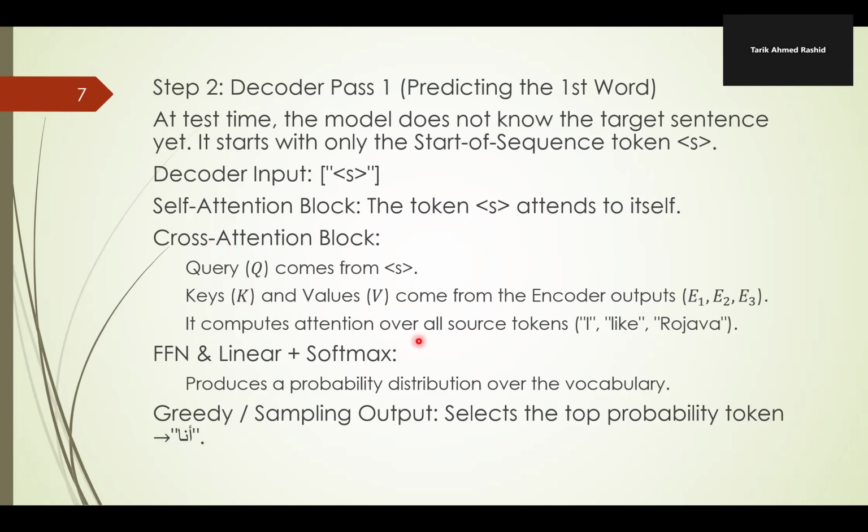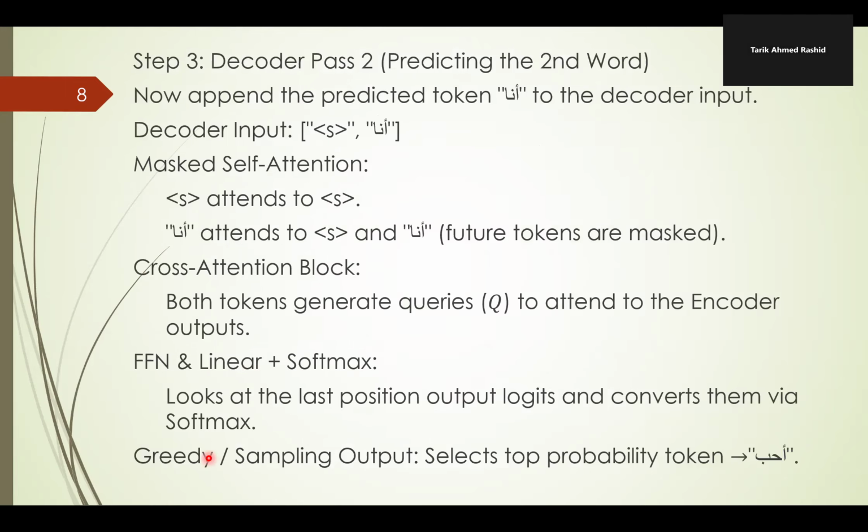So it computes attention over all source tokens, "I like Rojava." Then it will be fed into the feed forward neural network, then linear, and then softmax. We're using greedy or sampling output, which will take the highest probability for the token, and that token should be ANA because we entered the start token, and then we should get ANA.